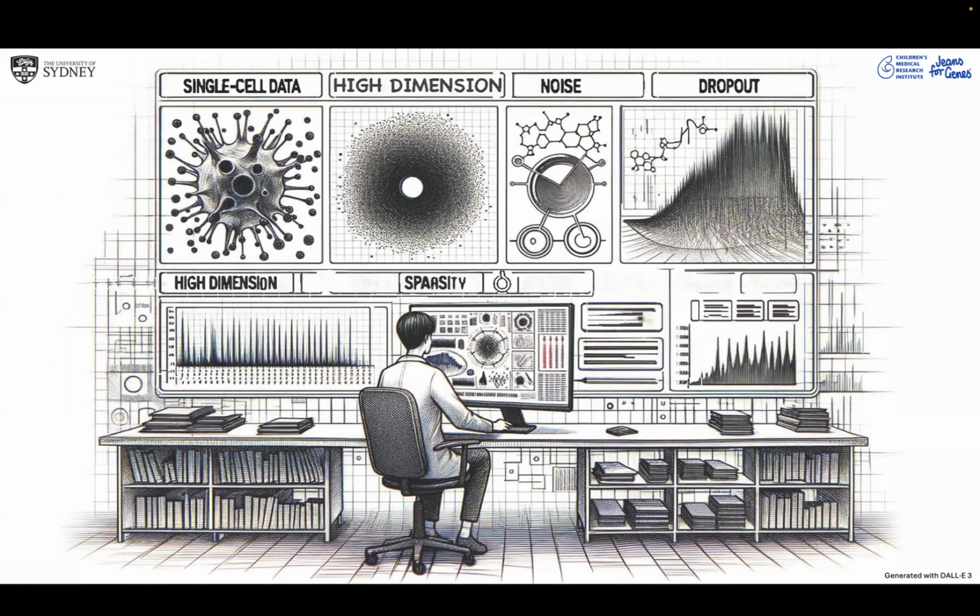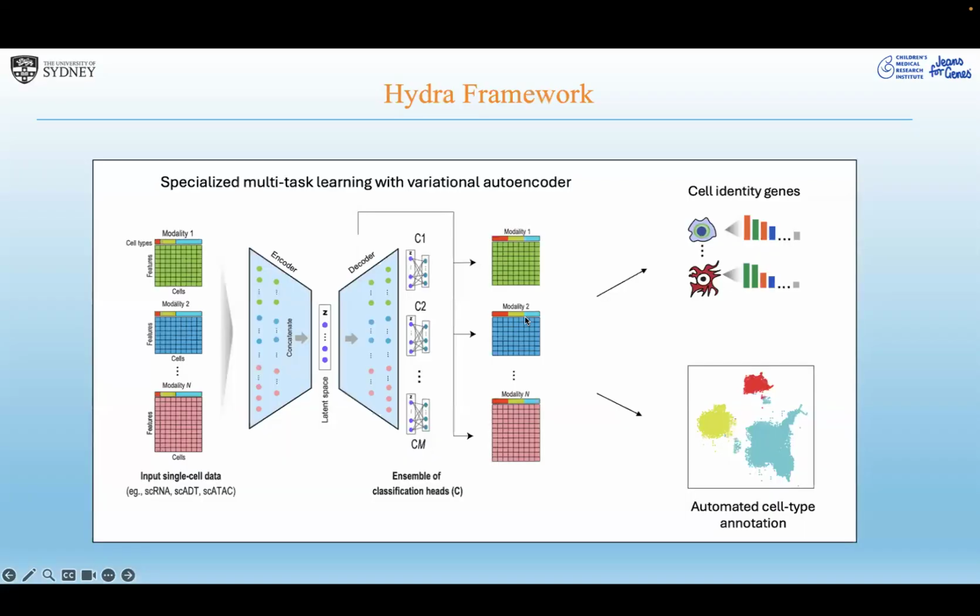Although statistical and classical machine learning based methods have made effort in analyzing this data, recently deep learning has gained increasing popularity in analyzing this data. However, deep learning models lack interpretability and obscure the reasoning behind their predictions. So to address this, we developed an interpretable framework, which we call Hydra.